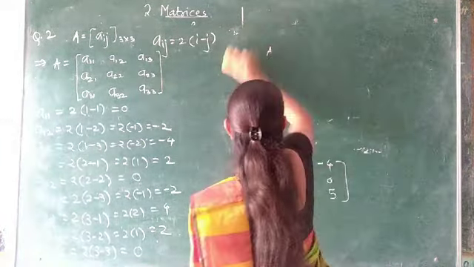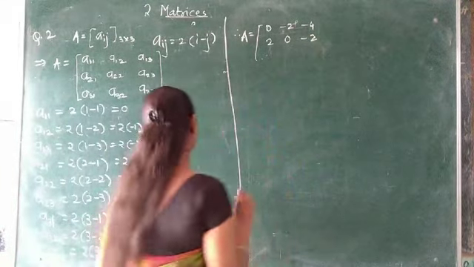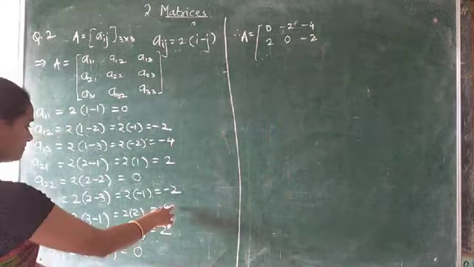Therefore, A is equal to [0, -2, -4; 2, 0, -2; 4, 2, 0].